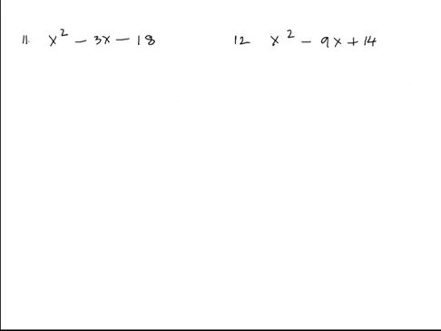A couple more. The negative 18 on the end means your signs will be different. 18, I'm thinking 6 and 3. And if the 6 is negative and the 3 is positive, that gives me the negative 3 in the middle.